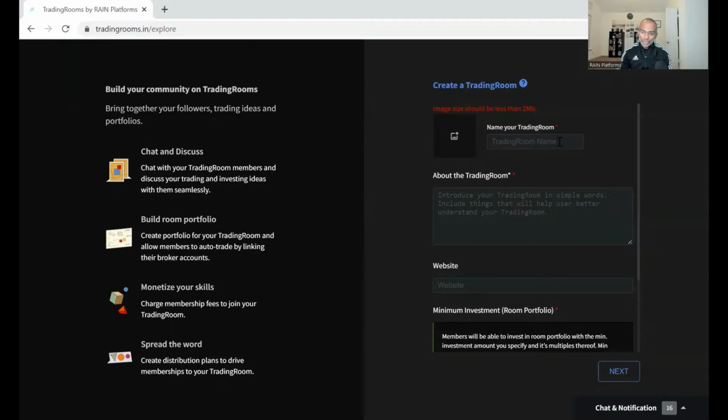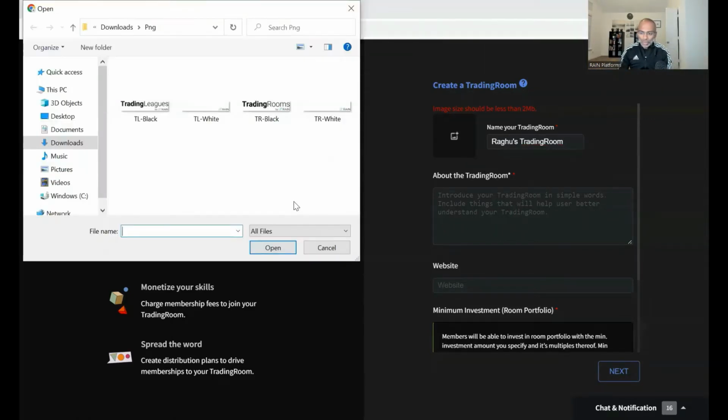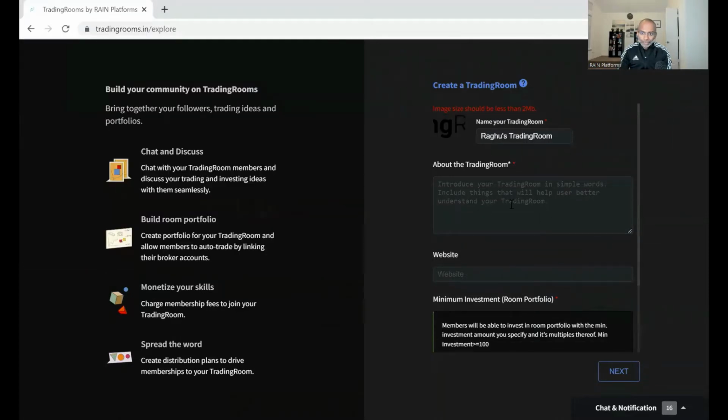The first thing you want to do is name your trading room. I'm going to name this trading room Raghu's trading room. And you want to go ahead and just specify an image. This is going to be your profile image, just like any other platform. I'm just going to use some very generic picture over here. And I'm going to name or describe the room. So you want to describe it, just a general description of the room, what it's about.